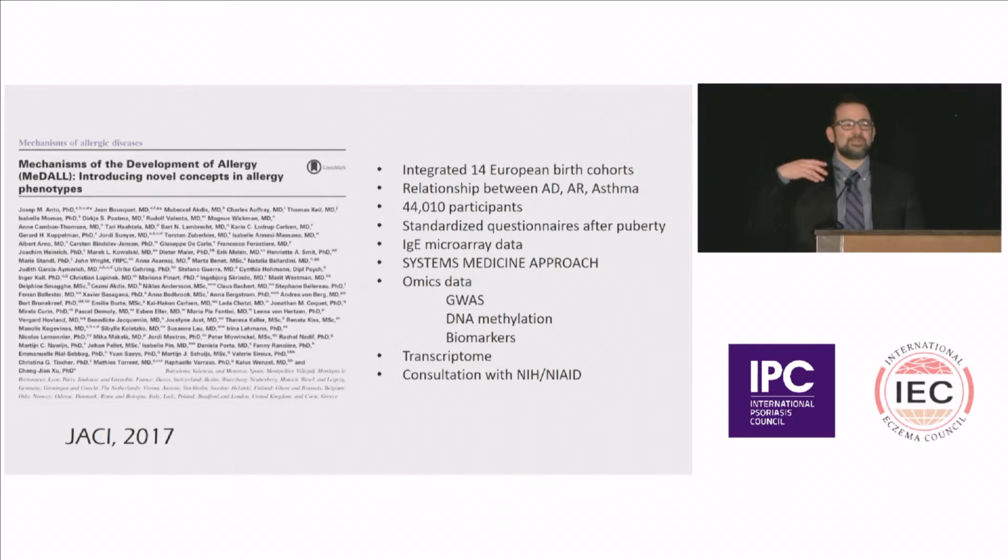I don't understand most of the methodology of systems biology, to be totally honest, but I think this is what it's going to take. It's going to take integrating multiple birth cohorts. It's going to take integrating clinical data, patient data, epidemiological data, omics data to try to figure out what exactly is going on. Where do we intervene for patients? This European group also consulted with the NIH and NIAID as well for a discussion of their hypotheses.